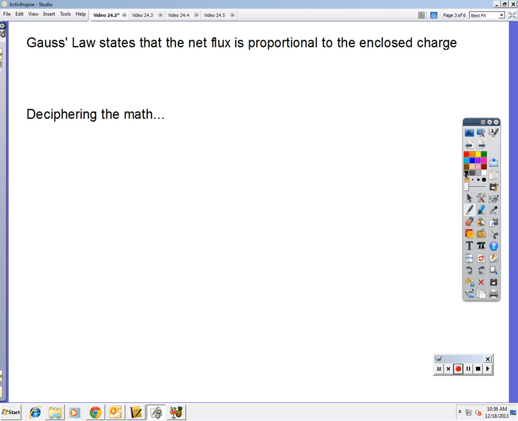Mathematically, that says net flux equals the enclosed charge divided by this vacuum permittivity that we saw before. Remember, K, Coulomb's constant, is 1 over 4 pi times the vacuum permittivity. We'll see where that comes from on the next slide. And now, the flux is usually written as the integral of E dot dA, and there's a little circle on the integral that indicates it's around a closed surface.